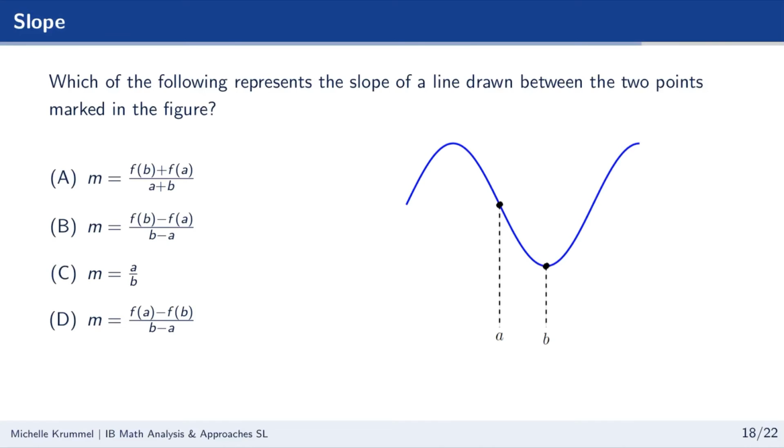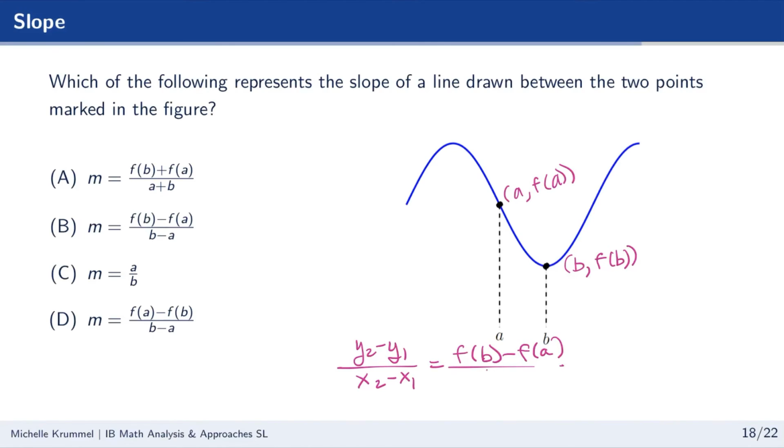Which of the following represents the slope of a line drawn between the two points marked in the figure? We can label our points. That's the point with an x-coordinate of a, so the y-coordinate would be f of a. And here's the point with an x-coordinate at b, so the y-coordinate would be f of b. How do you calculate the slope between those two points? Well, use your y2 minus y1 over x2 minus x1 formula, which would be f of b minus f of a over b minus a.